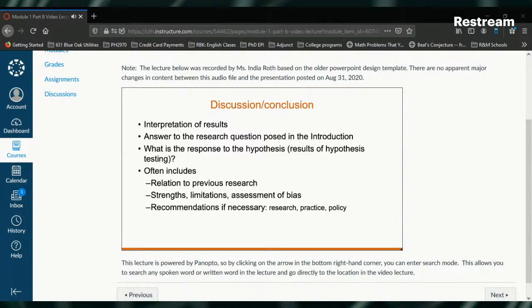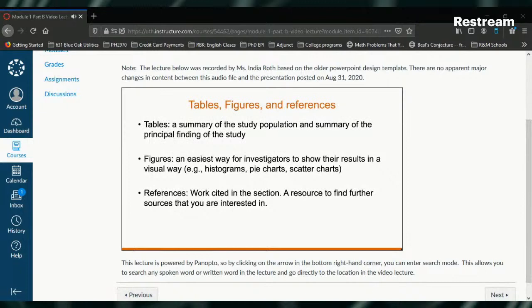You'll also see tables, figures, and references sections. In the table section, there may be a summary of the study population and a summary of the principal findings of the study. And figures are also an easy way for an investigator to visually show what has been derived from the data, for example, with histograms, pie charts, or scatter charts. And then, most importantly, the references section, where their work is cited from other resources that the author found useful in their research process.